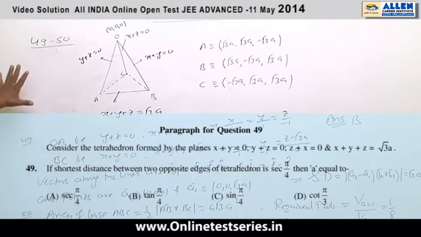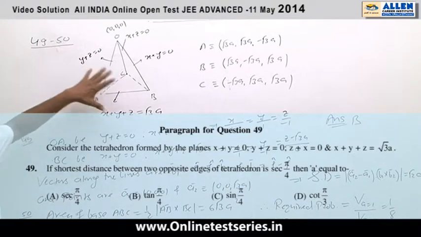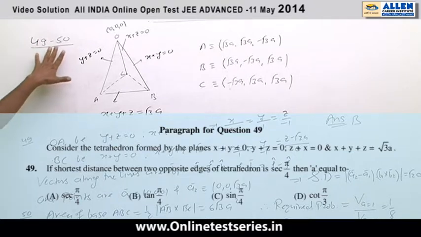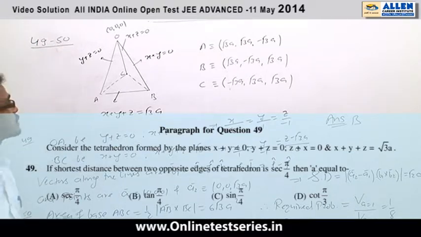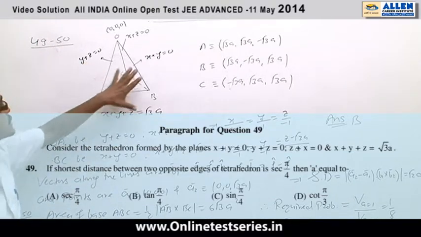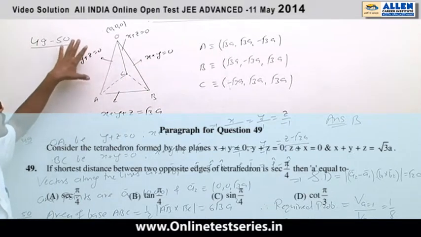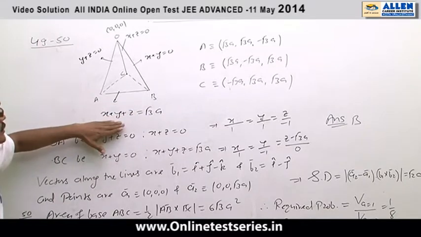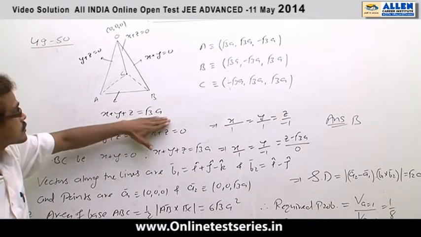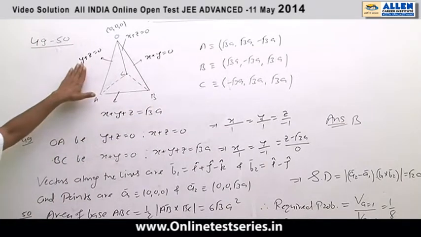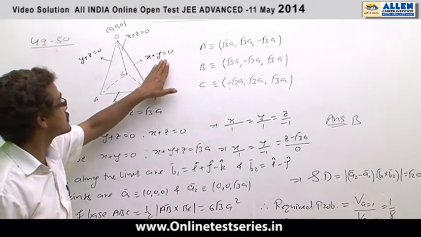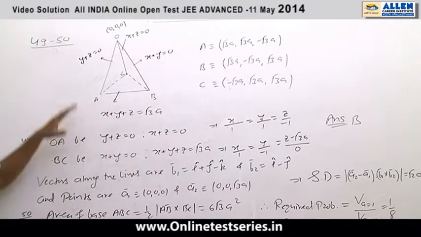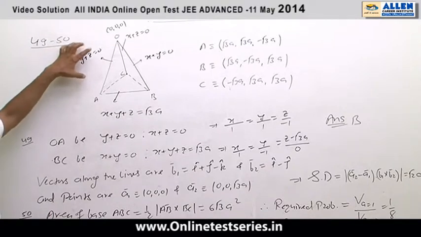So now we have to deal with the first paragraph of the paper for questions 49 and 50. In this question, there are 4 planes which form a tetrahedron whose vertex is 0, 0, 0, and the base is the plane x plus y plus z is equal to root 3 a, and the other faces are y plus z equals 0, x plus z equals 0, x plus y equals 0. We have to find the shortest distance between opposite edges.